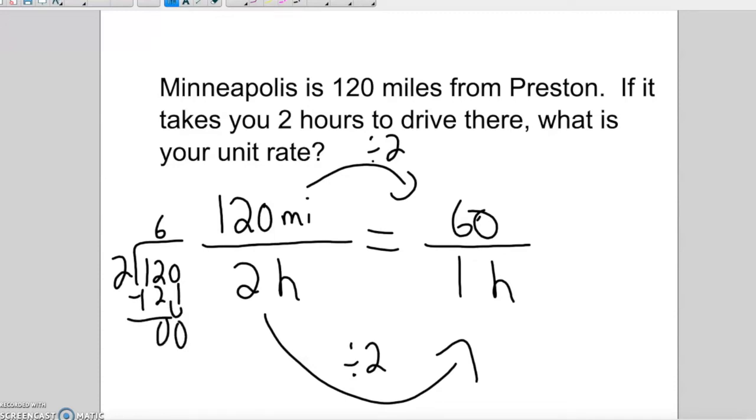Some of you know the mental math. How many 2's fit into 0? 0. Subtract 0. So that means you are traveling, you can now know your speed. You're going 60 miles per hour. That's what that means. 60 miles per 1 hour. That is the unit rate.